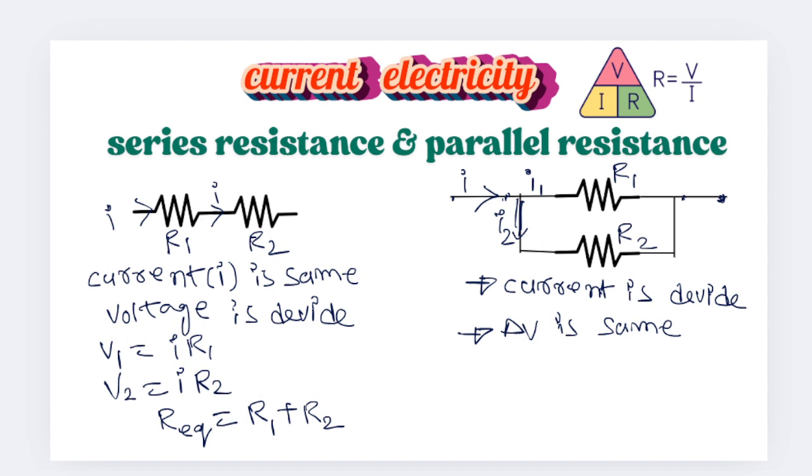You have to find out whether the current is dividing or the current is the same. Suppose the current is dividing, here I1 and I2, then it is parallel. First, the current divides. Next, whether the potential difference is the same or not. Across the 2 points, between the R1 and R2 resistance, the potential difference is the same for R1 and R2. So it is satisfying the two conditions, so it is in parallel resistance.